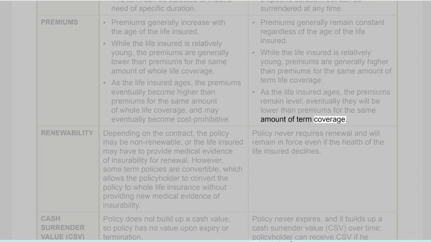Renewability. Term: depending on the contract, the policy may be non-renewable, or the life insured may have to provide medical evidence of insurability for renewal. However, some term policies are convertible, which allows the policyholder to convert the policy to whole life insurance without providing new medical evidence of insurability. Whole life: policy never requires renewal and will remain in force even if the health of the life insured declines.